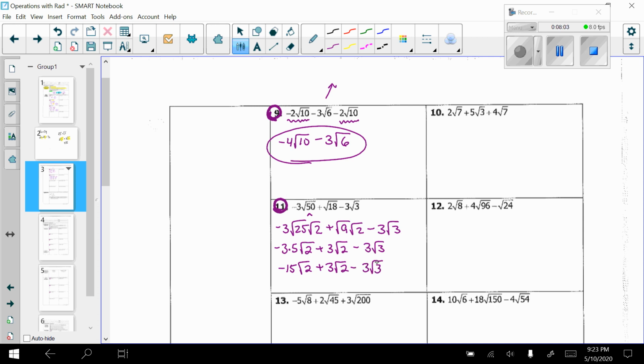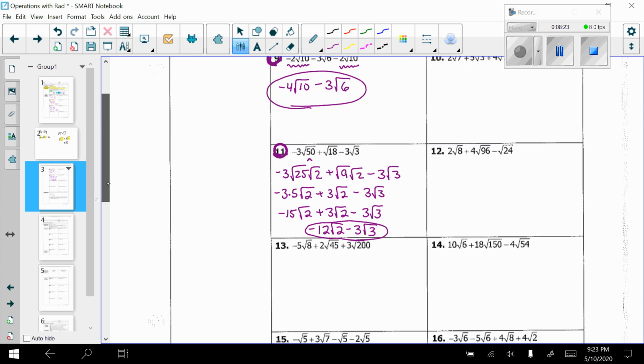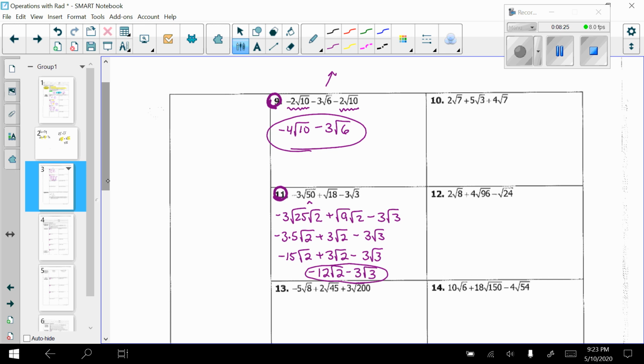Okay, so when I do that, I end up with 2 terms that are the same. So I can do -15 plus 3 to get -12 radical 2. And you have to just tack on that -3 radical 3. So you end up with a binomial, which is totally fine. But that's all I can do with simplifying that one.